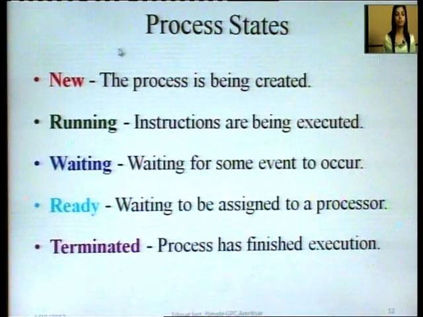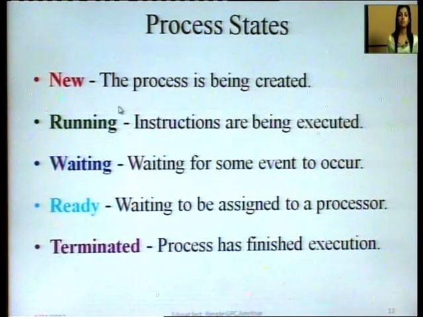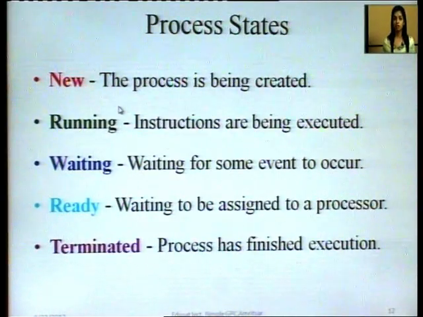So these are the 5 stages of a process. A new stage means that a process is going to be created, going to execute. Second is running stage, instructions are being executed. Wait stage, waiting for some event to occur. Ready, waiting to be assigned to a processor. That means our process is waiting for a scheduler for assigning.